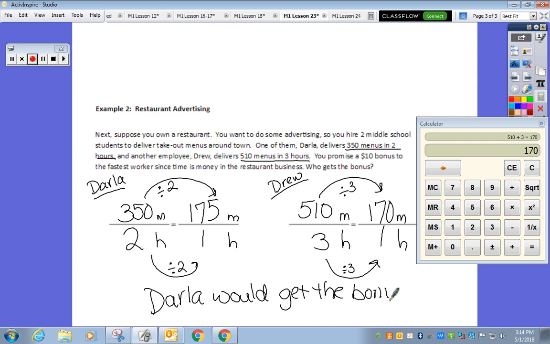Okay, so again, you want equal fractions. If you have menus over hours here, that means the other unit rate you're trying to find should be menus over hours. So you have to keep it consistent.